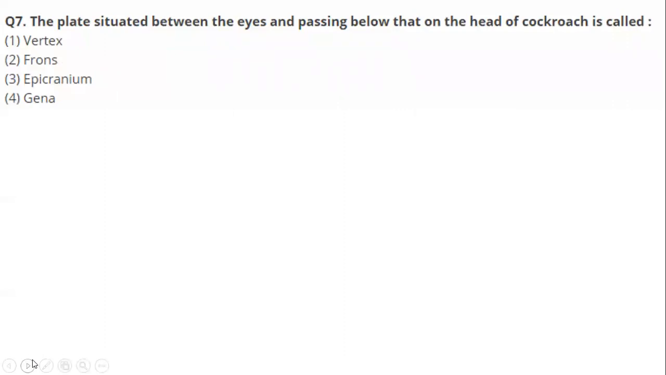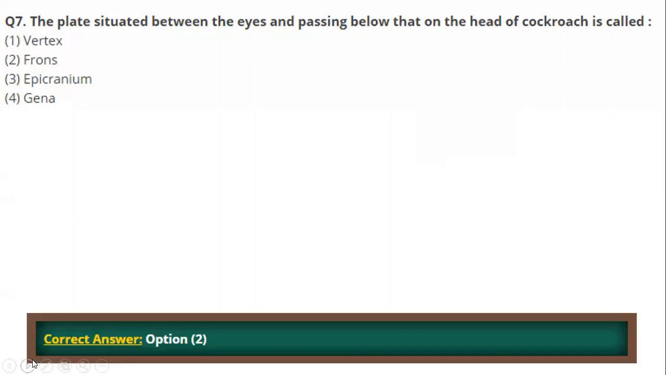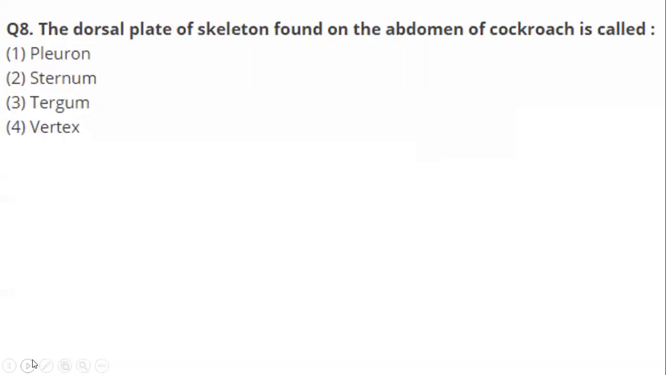The plate situated between the eyes and passing below that on the head of the cockroach is called vertex, frons, epicranium, or gena. Which is the plate situated between the eyes on the head of the cockroach? Exactly, it is frons. The answer is option 2 or option B, frons. The eighth question on the screen.